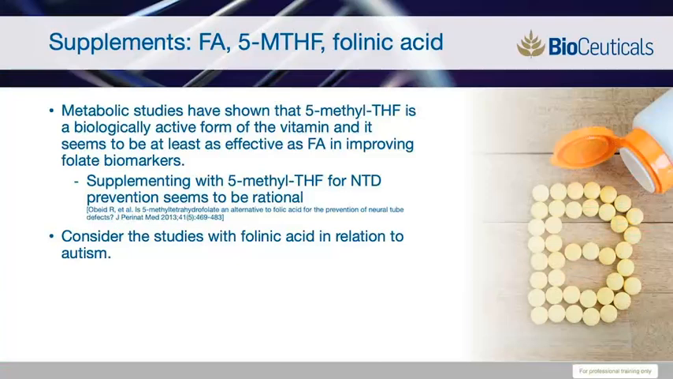So metabolic studies have shown that 5-methyl tetrahydrofolate is biologically active. It seems to be at least as effective as folic acid in improving folate biomarkers, and supplementing with 5-methyl tetrahydrofolate for neural tube defects prevention seems to be rational. And there is a nice paper there that goes through all of this information. And as I mentioned, if your patients are coming to you and they've got all of these genetic variations in methylation, you need to support methylation and their concern is autism, think about things like folinic acid, hydroxycobalamin and things like that.